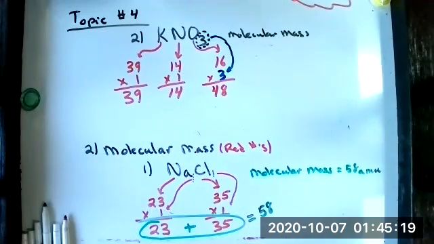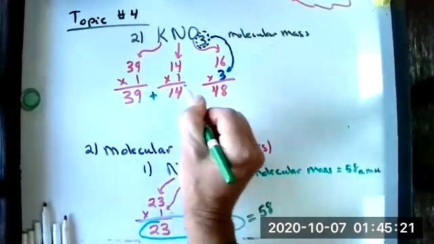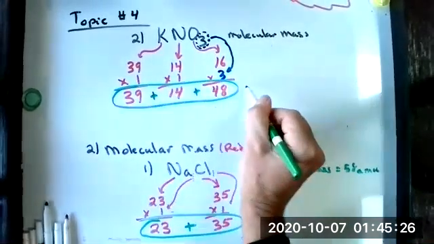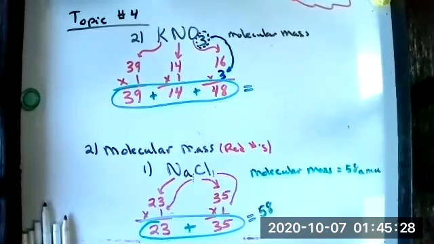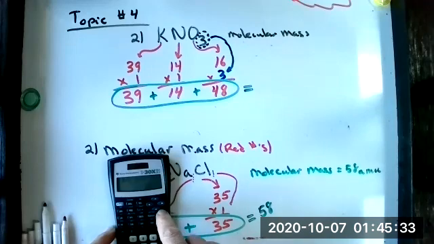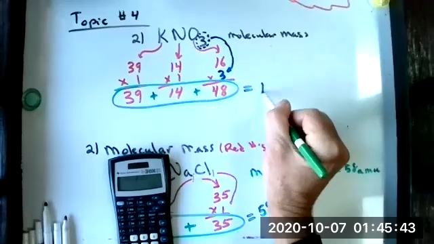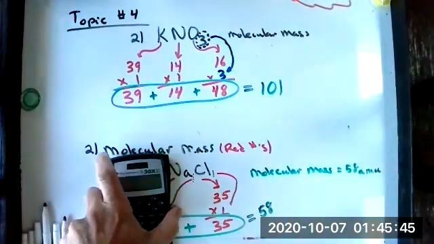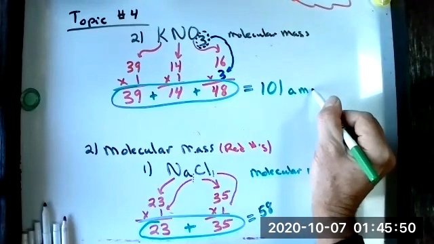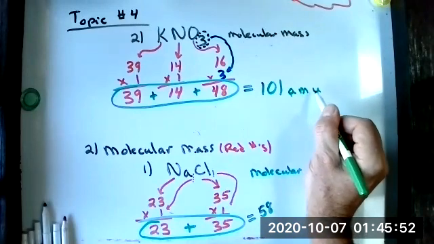And then the last step is adding. Just add them up. Heck, I don't know, is it 101? Something like that? 101? Thanks for your help. 39, 14 plus 48. Is it 101? Yes. Bam. And you would say, oh yeah, hey, it's 101 AMUs, atomic mass units.